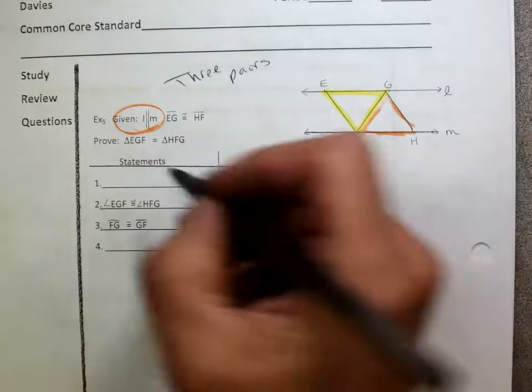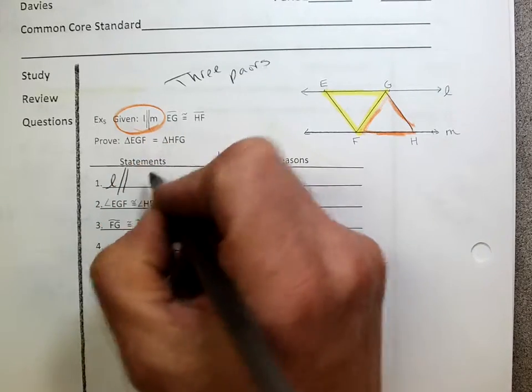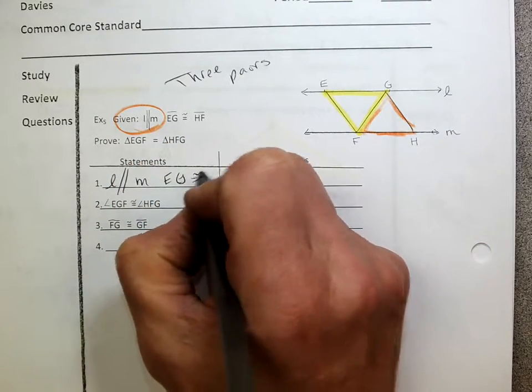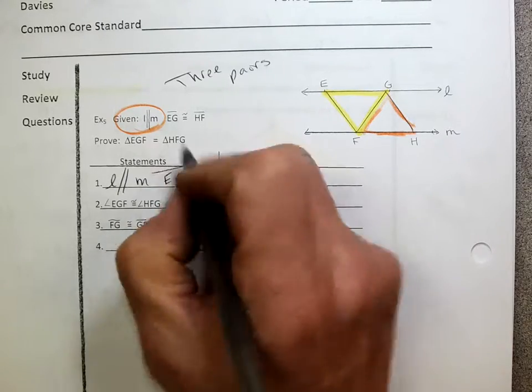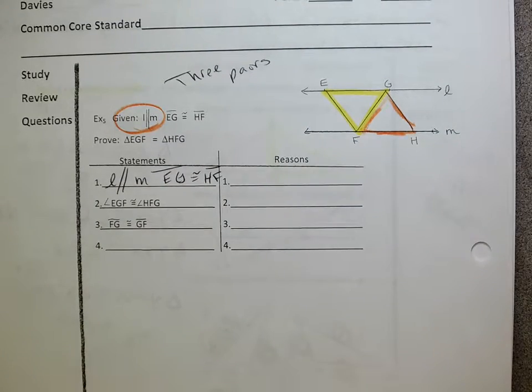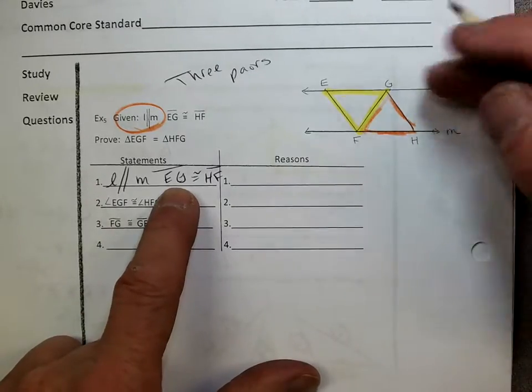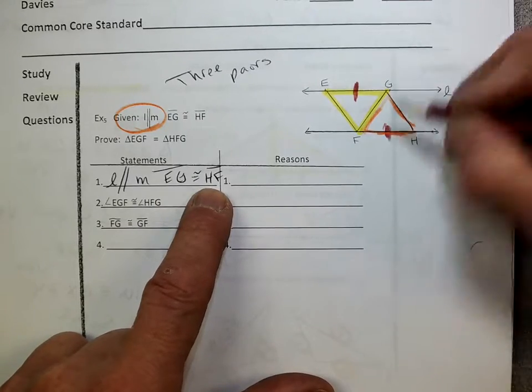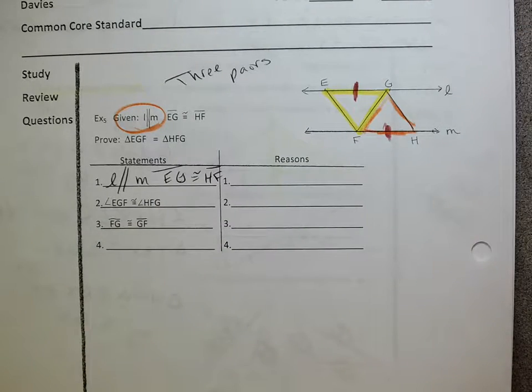All right, so first step, that's the easy part, right? We're going to go L parallel to M, and we'll write EG congruent to HF, all right? And I want to mark that because that's probably going to help me, okay? So I'm going to mark my figure, EG, that's this one, is congruent to HF, okay? Now my whole goal is to come up with 3 things, right? I need 3 pairs, so I've got 1 pair. So let's check it out.